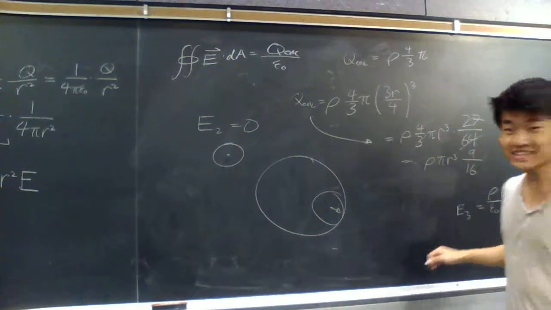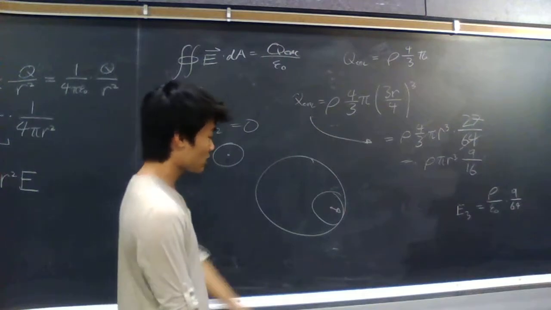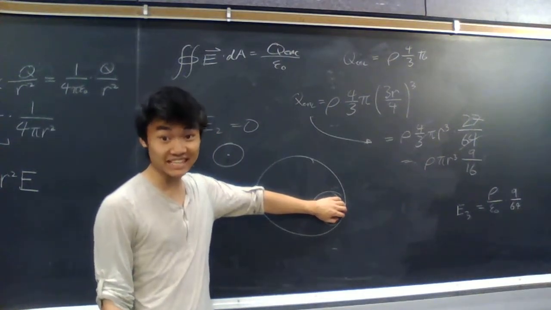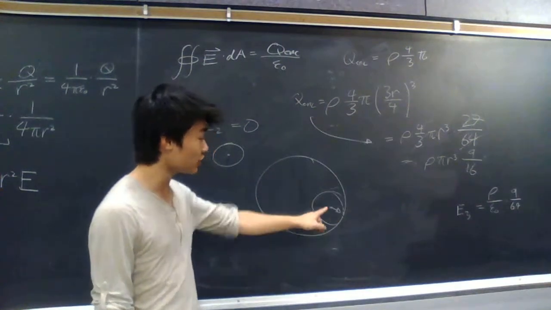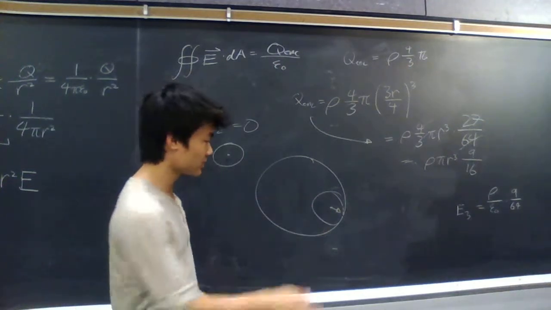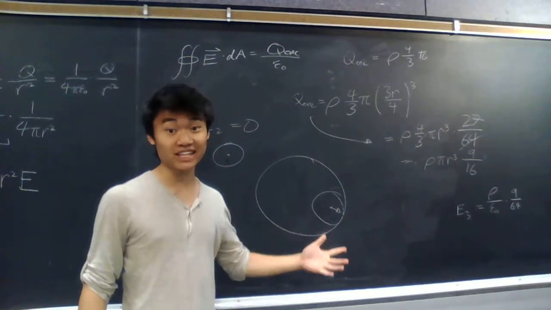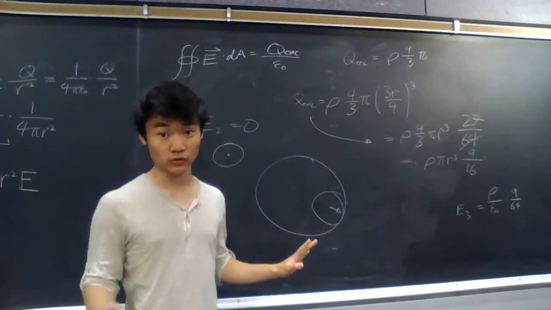Now that's kind of an interesting result, right? Because we calculated E3 by assuming that this hadn't been taken out yet. And when we took it out, the electric field at the center didn't change. And that's because this sphere wasn't contributing to the electric field at that point anyways. It was not contributing at all.